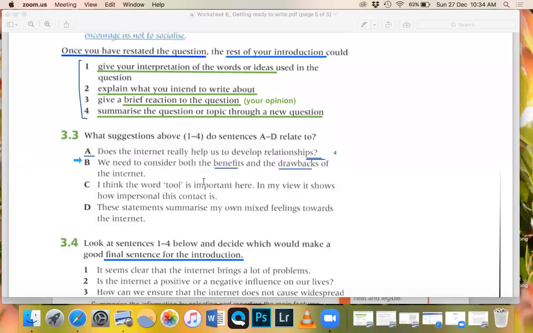So this is not an opinion. I'm not saying whether I agree or disagree. I'm just telling you that I'm going to be writing about the benefits and the drawbacks. So we don't have to say, I'm going to discuss. We can use this way, meaning what I'm going to talk about is the benefits and the drawbacks. Right, what about C?